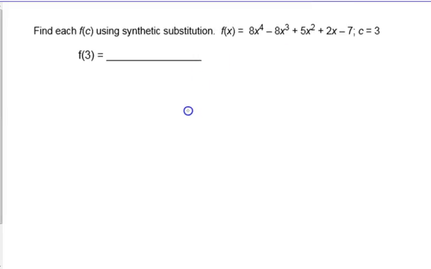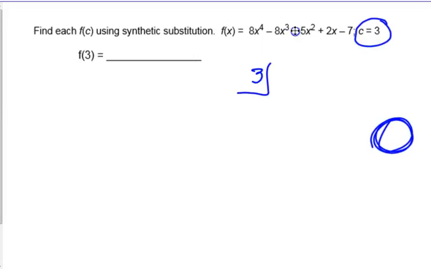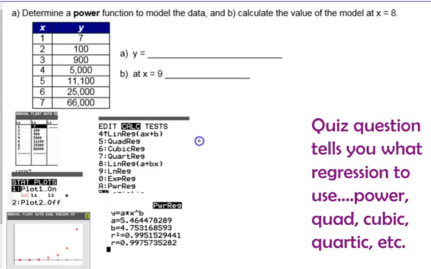Guys, this is on there. I'm not going to spend 10 seconds on this. It says find f of c using synthetic division where c is 3. You could do synthetic division and the answer would be the remainder, but you could also just do what? Put the 3 in all those places and find the answer, yes? Yeah. Okay, moving on.